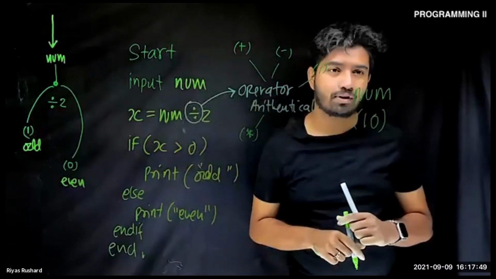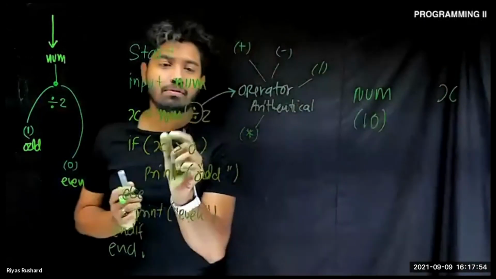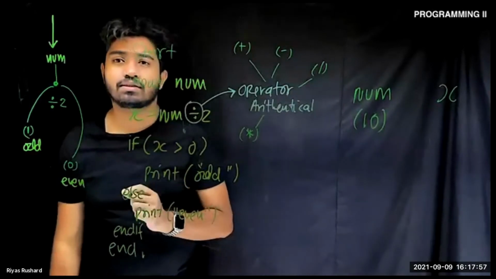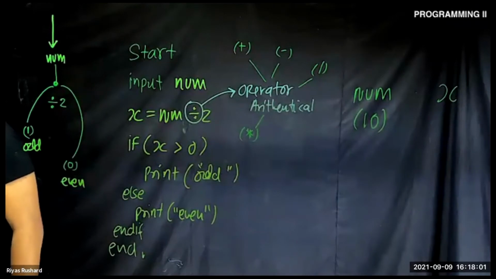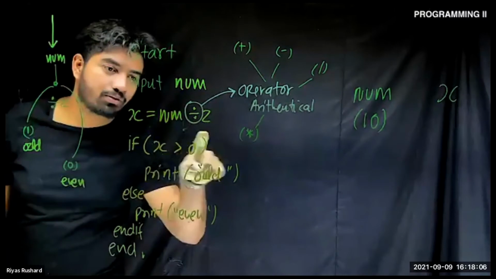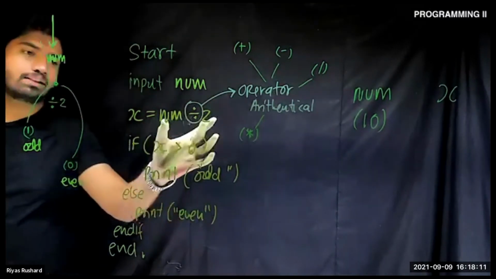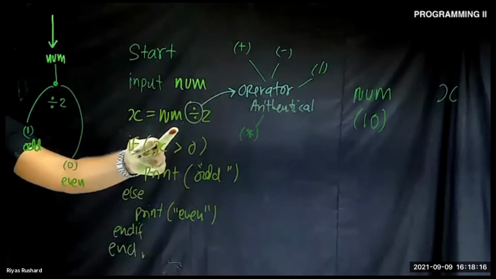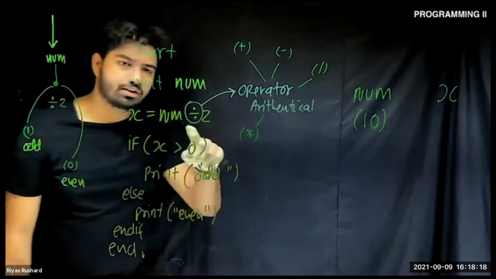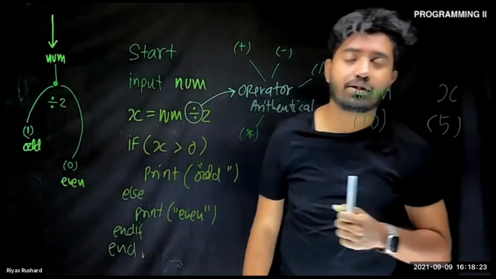Num equals 10. Okay, can you tell me the value of x? Num divide by 2 is equal to x. What is the value of x? X is unknown, meaning x is to be found. You do the calculation and put it as x. What is the value of x? How did you get it? Num divided by 2 is equal to x. 5. 10 divided by 2 is 5.